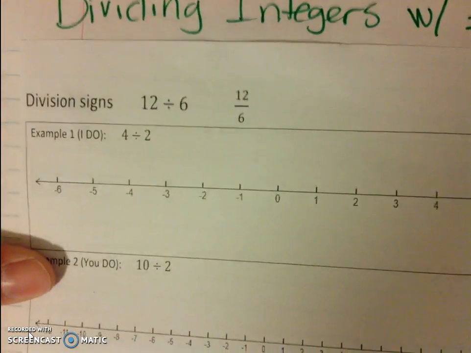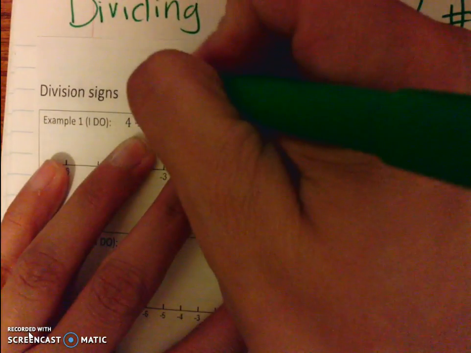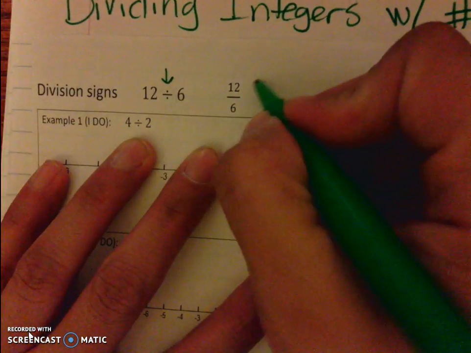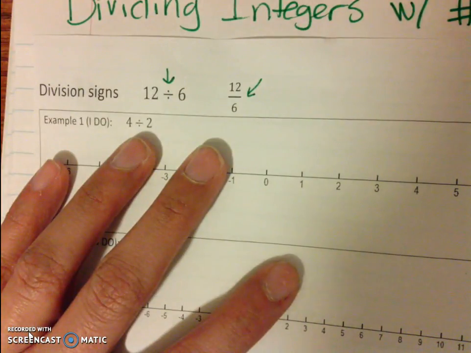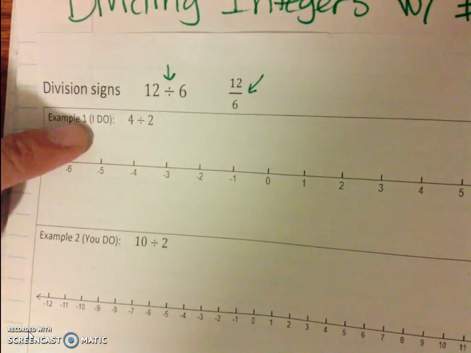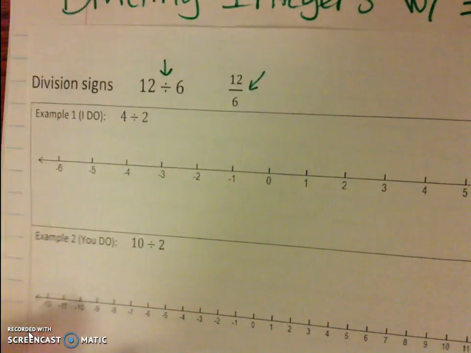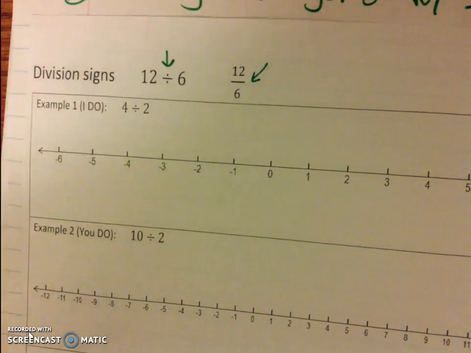Okay, so in division, we're going to only look at 2 division signs. The one with the little dots and as a fraction. Okay, so same thing as video 1. I'm going to do one, then you try one. Then I do one, you try one. Okay, so kind of the same idea here.